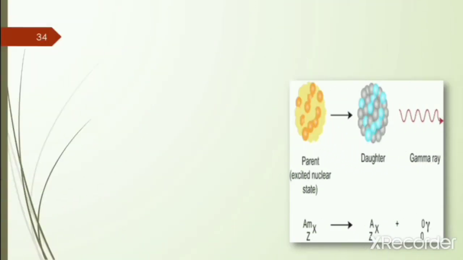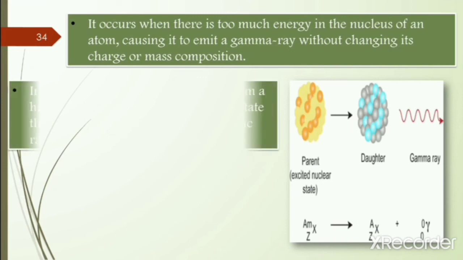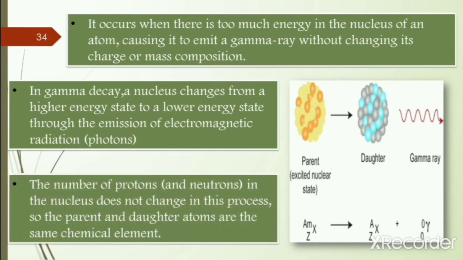Gamma decay occurs when there is too much energy in the nucleus of an atom, causing it to emit a gamma ray without changing its charge or mass composition. In gamma decay, a nucleus changes from a higher energy state to a lower energy state through the emission of electromagnetic radiation or photons. The number of protons and neutrons in the nucleus does not change in this process, so the parent and daughter atoms are the same chemical element.